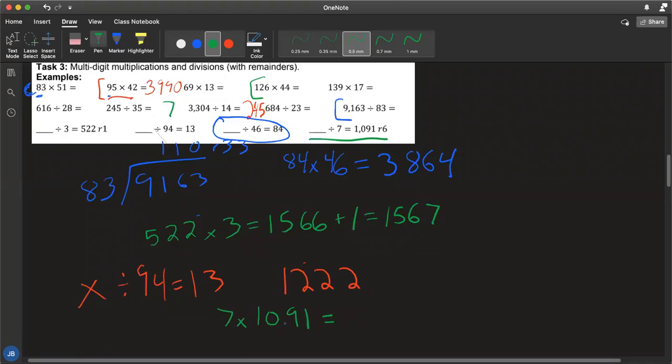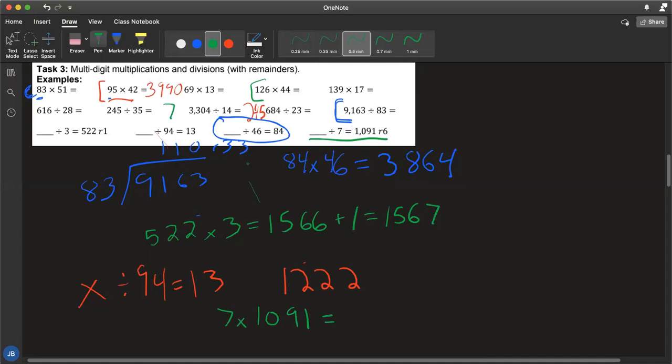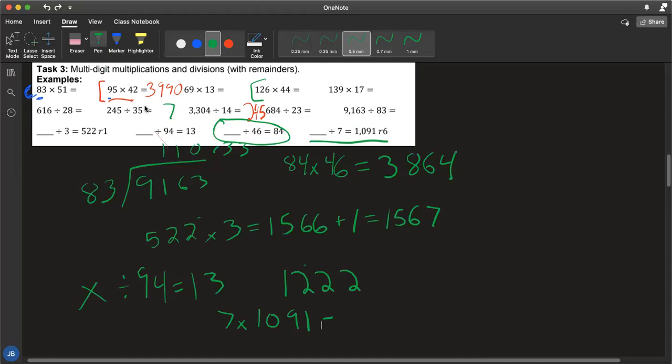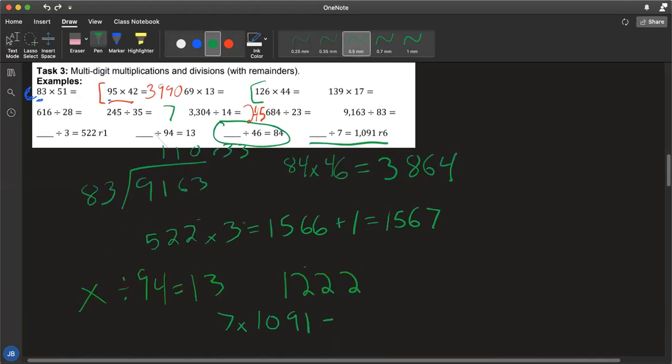Perfect. And so then we would, oops, here, let me see. Okay. And then we would add 6 here. Hang on. Okay. All right. 7 times 1,091. Do you want me to answer that? Yes, why don't you answer this part here first? I believe it is 7,637, and that's without adding the 6. Perfect. And then we'll add our remainder of 6 and get 7,643.